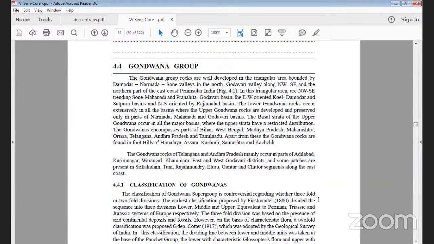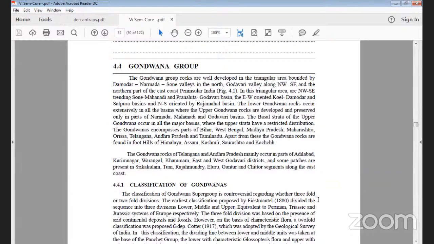The lower Gondwana rocks occur extensively in all the basins, whereas the upper Gondwana rocks are preserved only in parts of the Narmada, Mahanadi, and Godavari basins. So the upper Gondwana strata have a restricted distribution. The Gondwana encompasses parts of Bihar, West Bengal, Madhya Pradesh, Maharashtra, Orissa, Telangana, Andhra, and Tamil Nadu states.